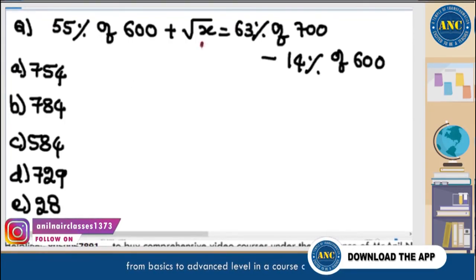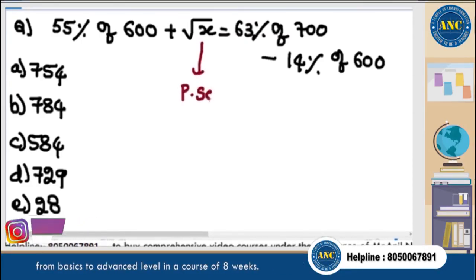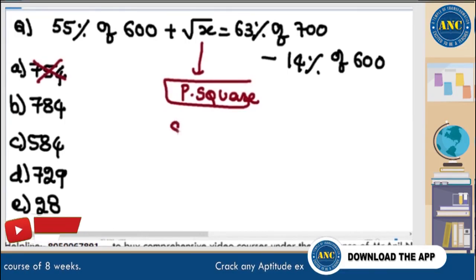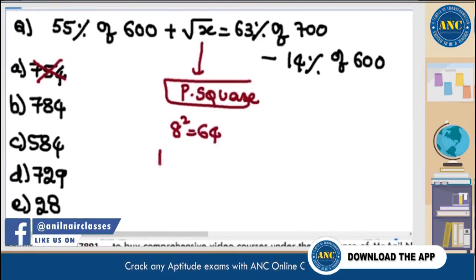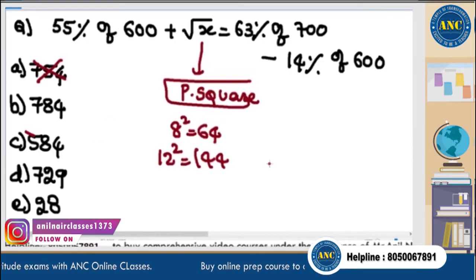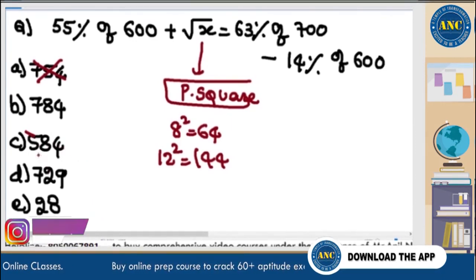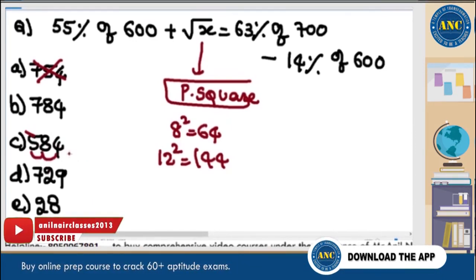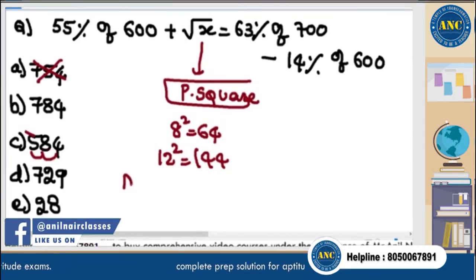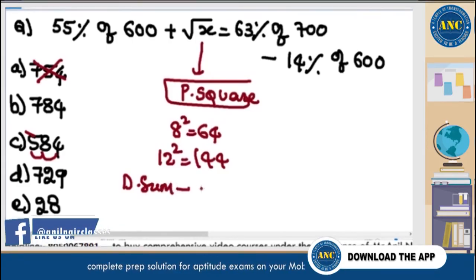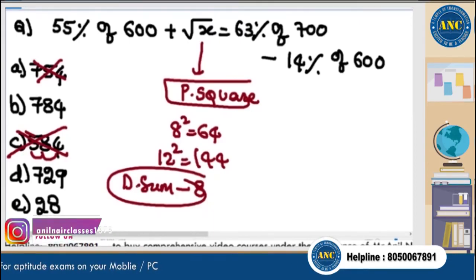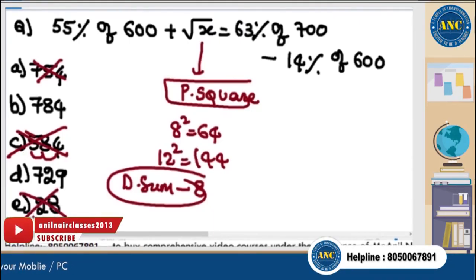Step number 1, because root x is a perfect square. Any perfect square ending with 4, the tens place should be even. 8 square is 64, 12 square is 144. Take 584. What is the digital sum of a perfect square? 8 plus 5 is 13, 13 plus 4 is 17. What is the digital sum here? 8. A perfect square will have digital sum 1, 4, 7 or 9. This is eliminated. A perfect square never ends with 2, 3, 7 or 8.